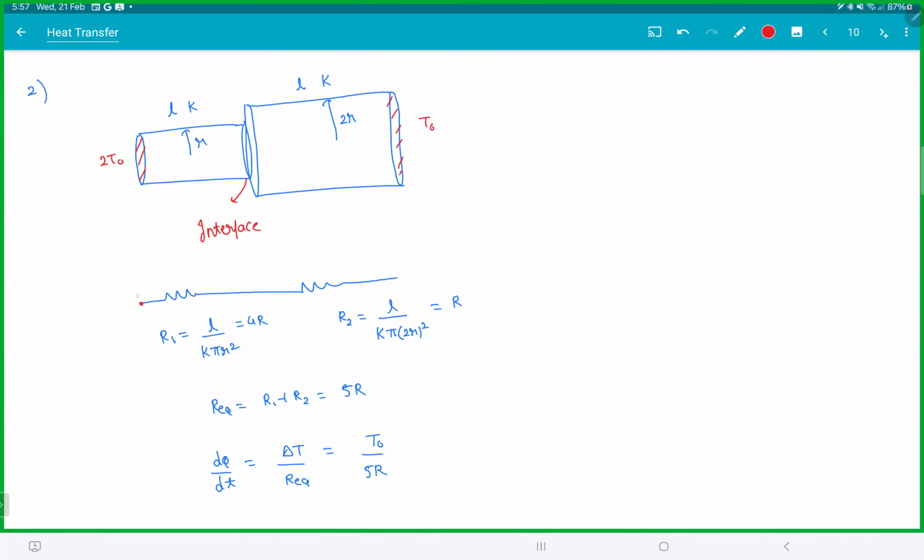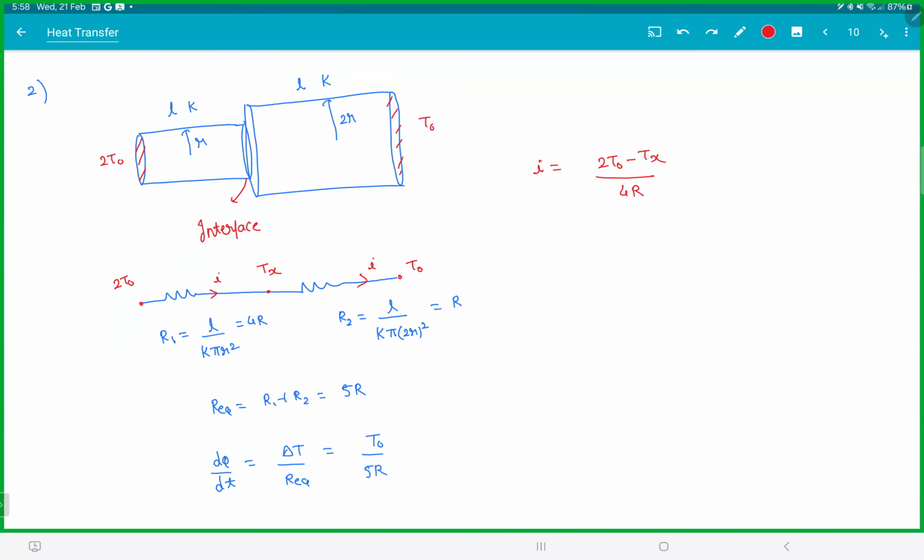Now, this point's temperature is 2T naught. This point's temperature is T naught. Let this point's temperature be Tx. What is same in both of them? Current. Therefore, current I, now see again, temperature difference across the resistor, that is 2T naught minus Tx by its own resistor, which is 4R, should be equal to current, isn't it? The current in the total branch should also be equal to the current in each resistor.